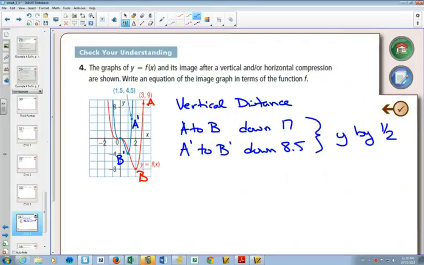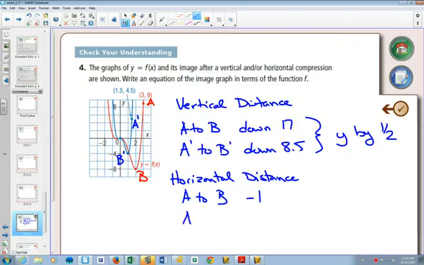Then if we look at the horizontal distance, well, from A to B, that would be going back 1. So I'll write that as -1. And from A prime to B prime, we go from 1.5 to 1, so that's back a half. So what's happened to our x values? They've also been multiplied by a half.